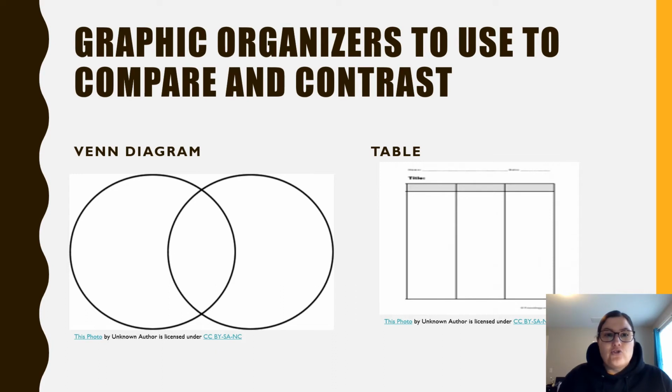When we compare and contrast, often we use graphic organizers. So here I have examples of two different graphic organizers. First, we have a Venn diagram. The Venn diagram are two circles that go around and they connect in the middle. They cross each other. And the second kind of organizer is called a table. And today we're going to be using a table.